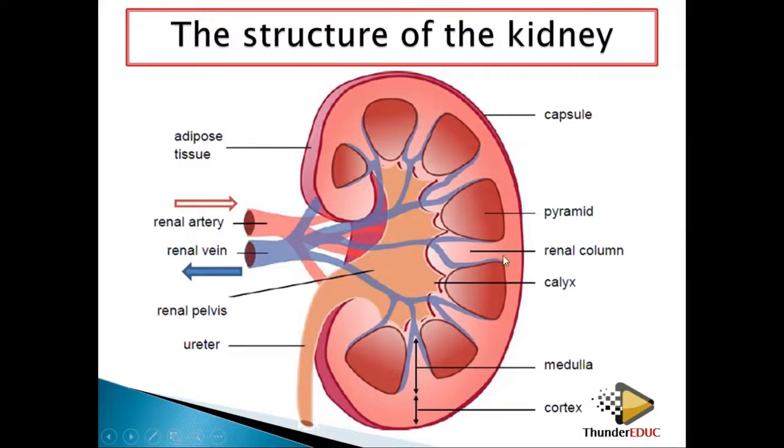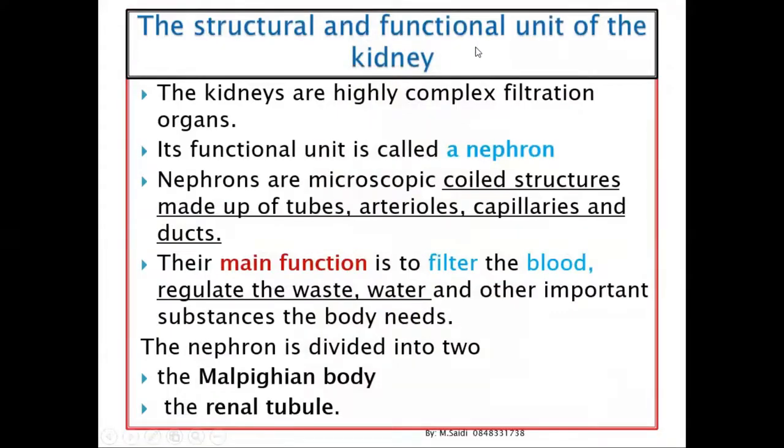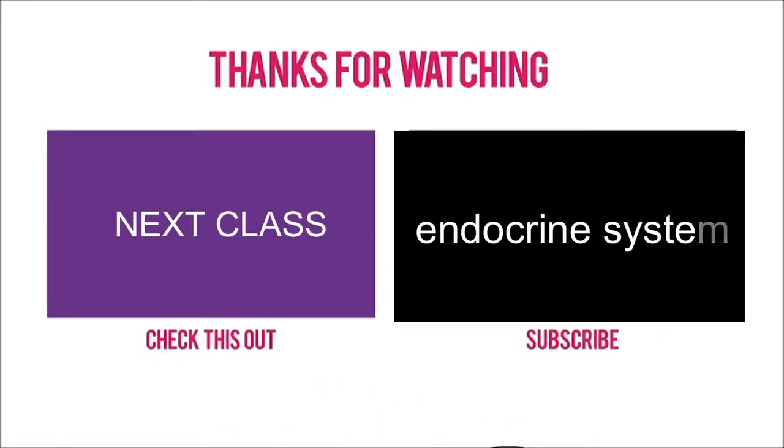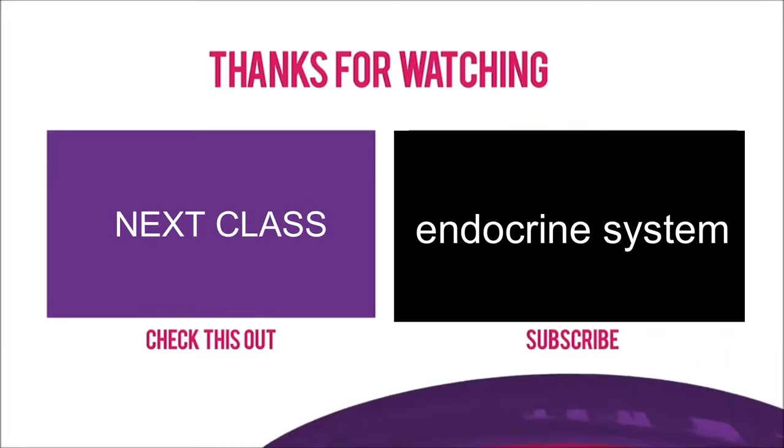Once the blood is purified, the urine is collected and brought back to the pelvis, and then the ureter, then the bladder, then the urethra, then outside of the body. The structure and functional unit of the kidney: here we are talking about the nephron.